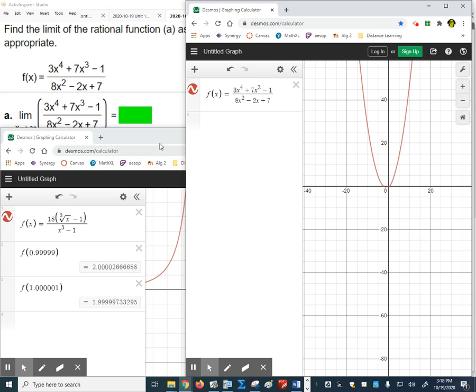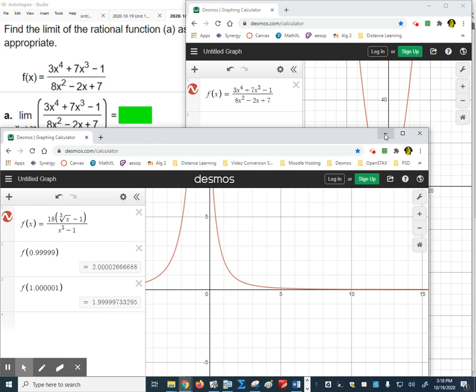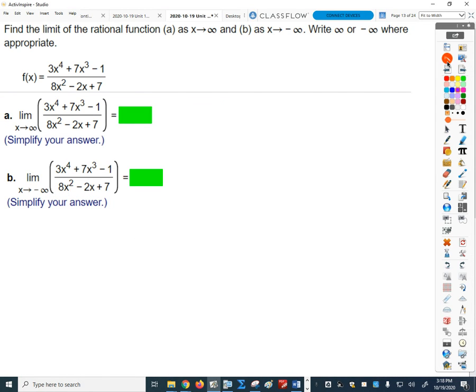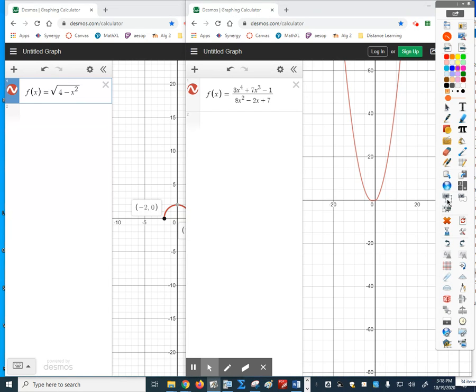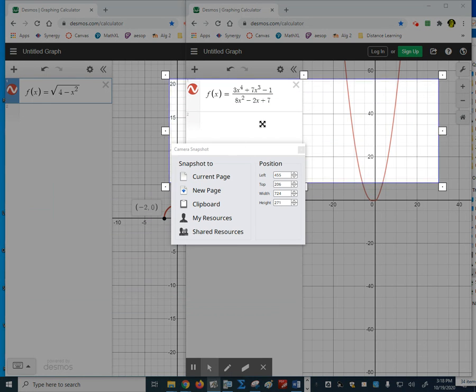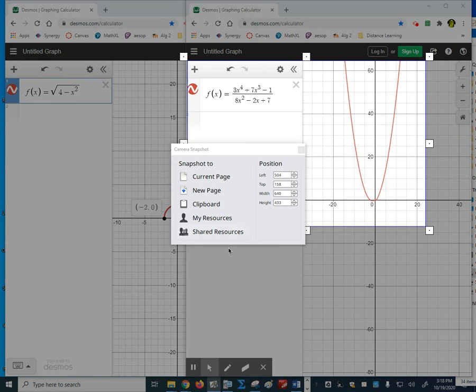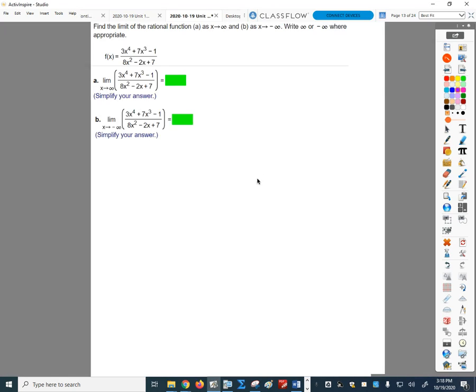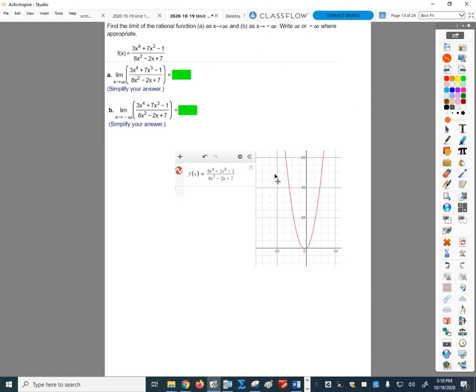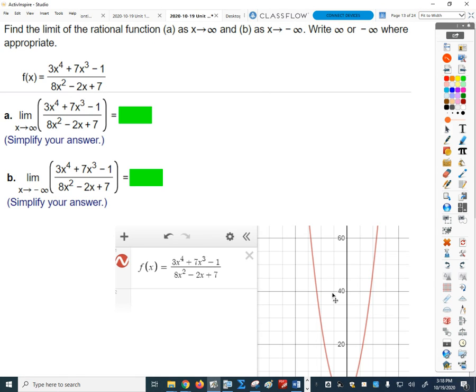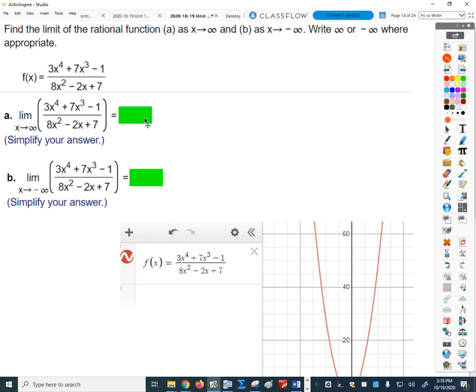And so let's get rid of that. So there's my picture. Take a picture of this for the notes. There's my picture. And so based on that picture, we know that I'm going to get infinity for both answers.